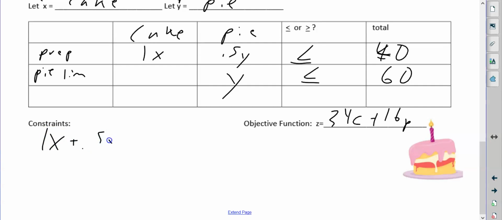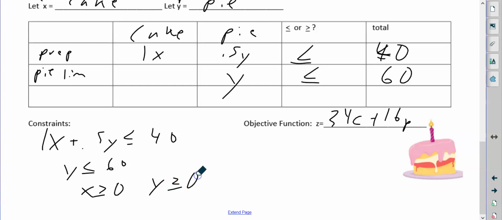1x plus 0.5y is less than or equal to 40, and y is less than or equal to 60, and then of course our favorites, x is greater than or equal to 0, y is greater than or equal to 0. That's it.